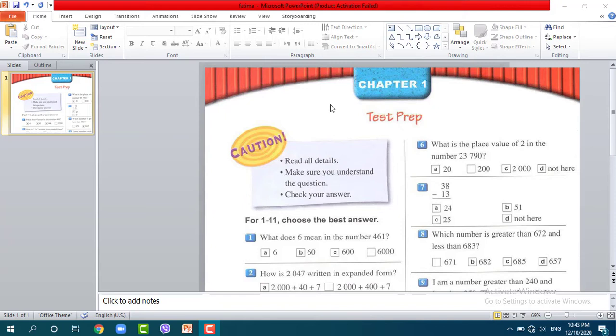Students, today we get to solve the test prep in chapter 1. We have test prep in chapter 1 at page 21. Today we get to solve those together, inshallah. And let's get started, students.